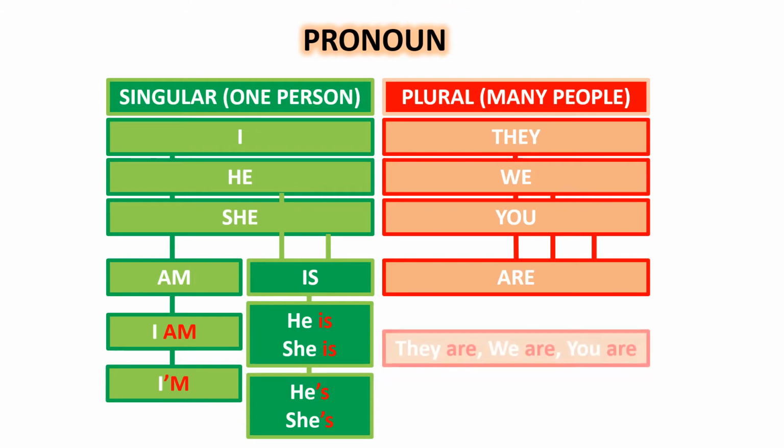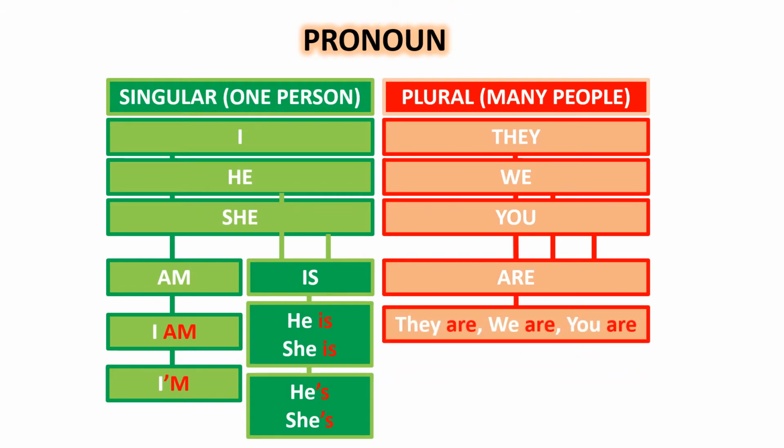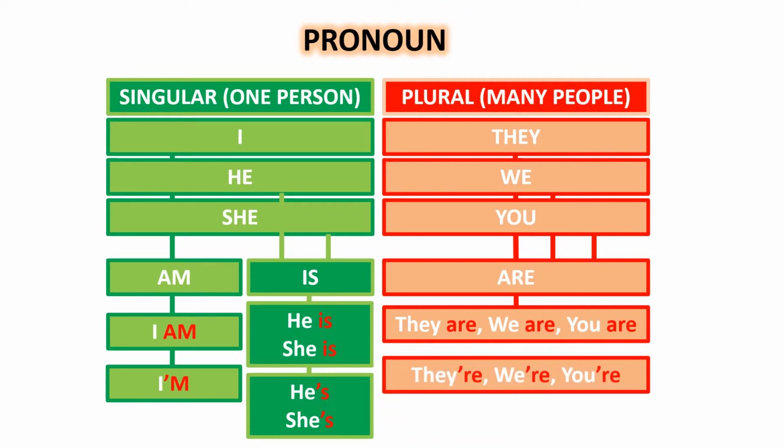For example, they are, we are, and you are. And then the short forms are they're, we're, and you're. Okay, so these are the things that I want you to remember for today. I am, I'm. He is, he's. She is, she's. And then we have they are, they're, we are, we're, you are, you're.